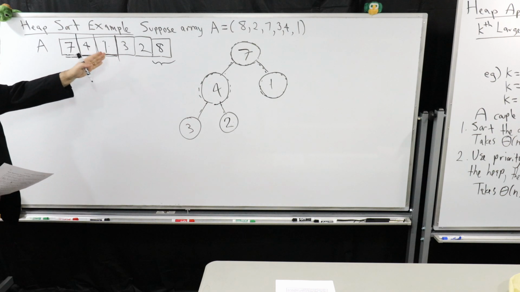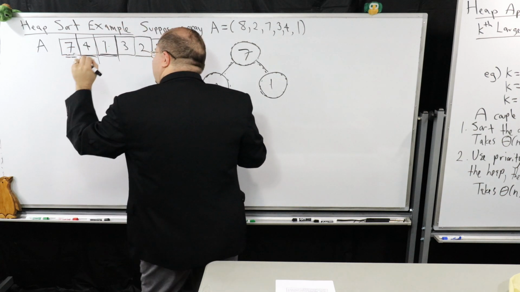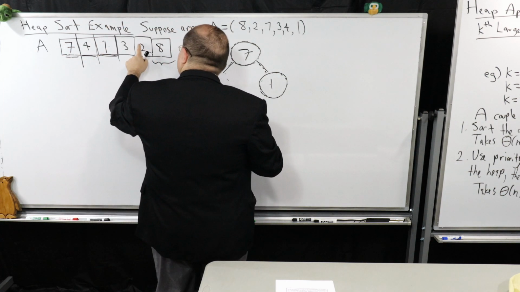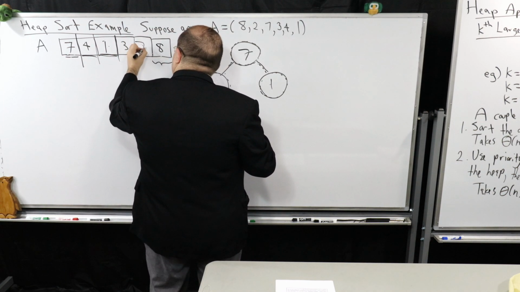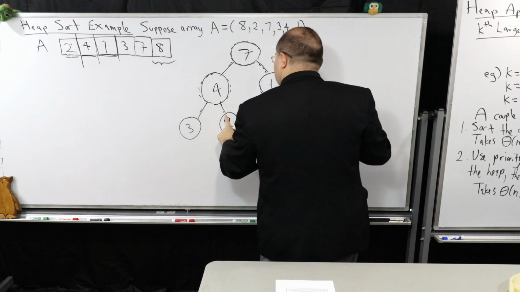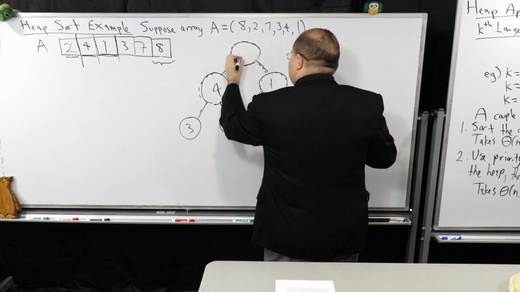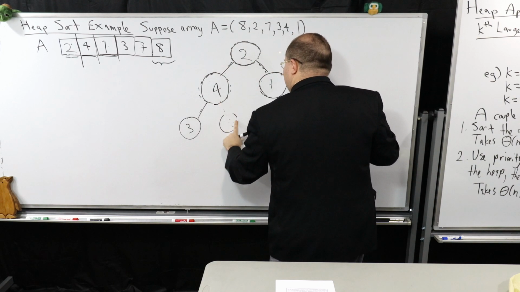So let's do the next one. So I'm going to now swap 2 with 7, because remember, this is in fact the next largest element. So I'm going to swap 2 and 7. Now remember, I'm going to boot 7 out of my heap. 2 is going to go up here. So now 7 is gone.